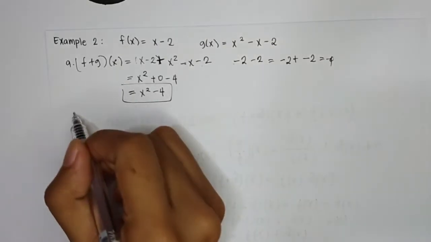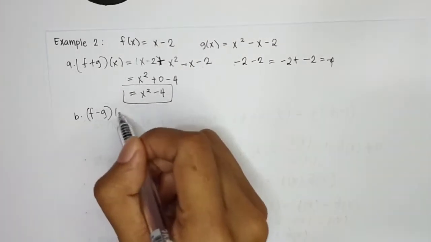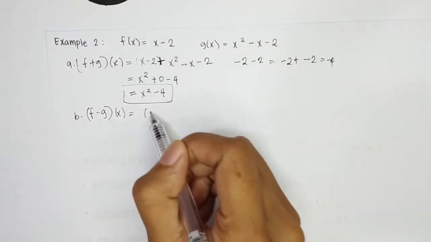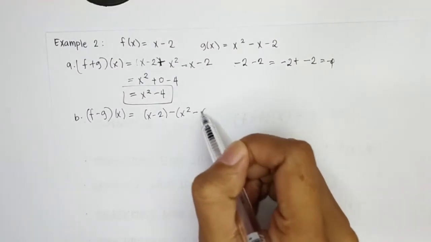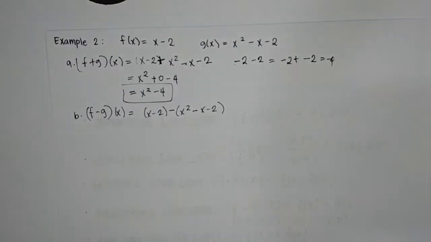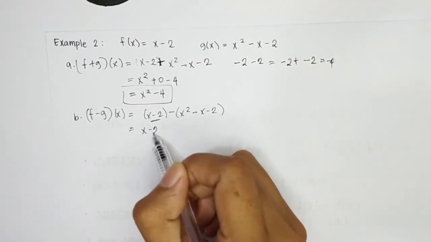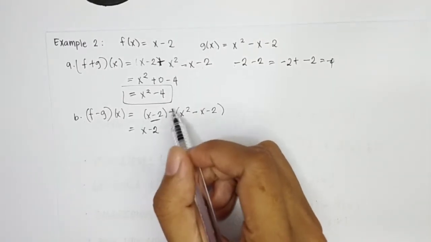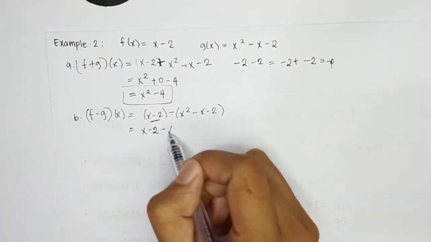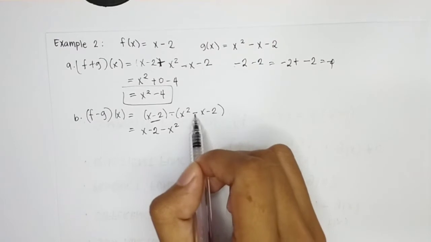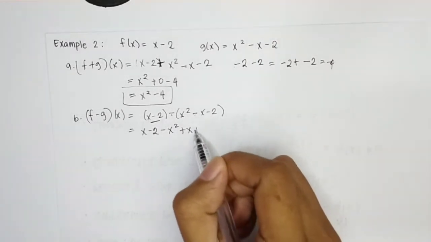Okay, letter B tayo. We have here difference naman, f minus g of x. So this will be x minus 2 minus x squared minus x minus 2. Okay, so again, copy natin yung f function, that is x minus 2. Distribute natin ang negative sign. So we have negative times positive x squared, that is negative x squared. Negative times negative x, that is positive x. Negative times negative 2, that is positive 2.